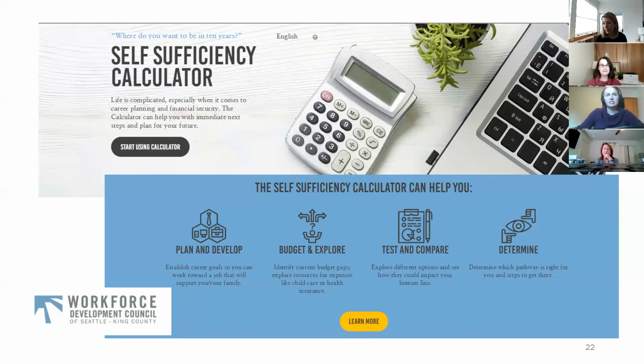A couple other notations in the chat. There were some people that said it was very surprising that there were so few occupations that reached the self-sufficiency level. And also someone found it surprising that there was such a large gap between the self-sufficiency calculation and the federal poverty measure.